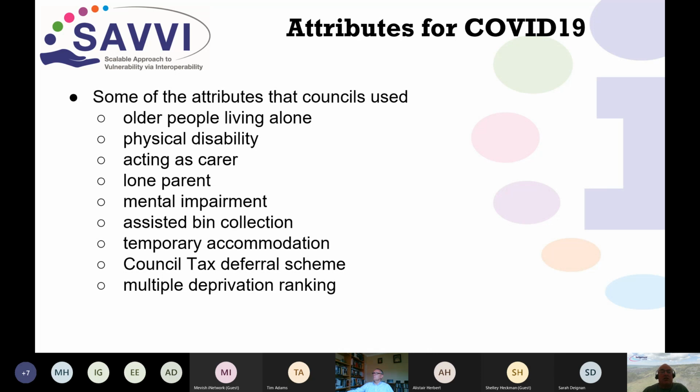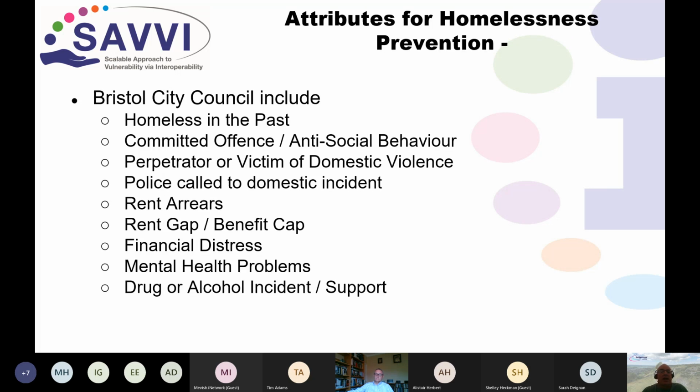So we listened to how some councils have found people that might have needed help during the early months of COVID, and these are the types of attributes that some councils used. You can see that this is information drawn from all sorts of systems and partners. And we contrasted that to how councils want to find people at risk of becoming homeless. And again, you can see this is personal and sensitive information from many sources.